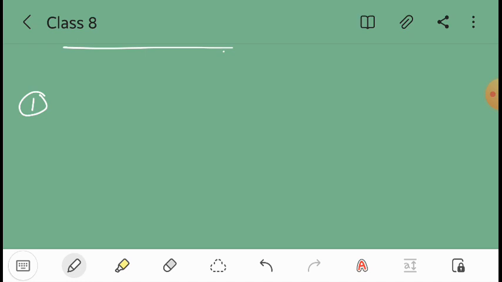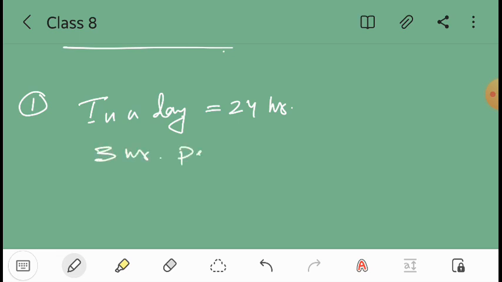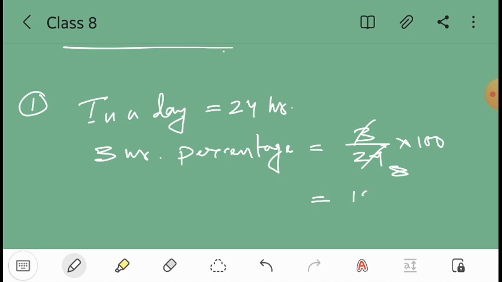So now you can see, so that means right now the 3 hours percentage is equal to 3 by 24, right? And this is equal to 100 into 100. So 3 8 times, that means this will be 12.5 percentage. Okay, so this is the problem number 1.